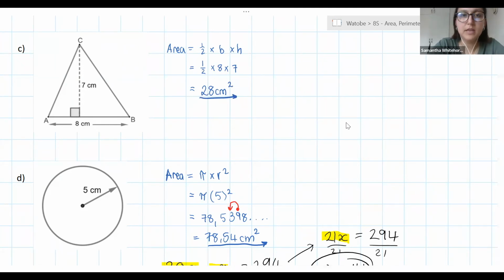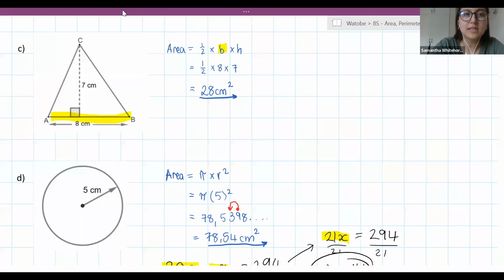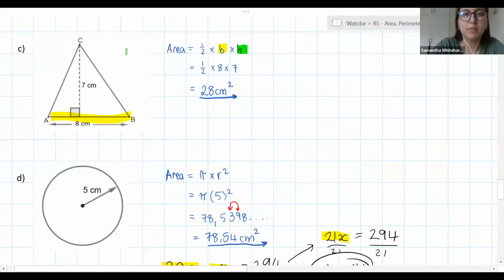Guys, just remember, in terms of identifying your sides, your base is sort of the bottom length, and your height is then the height from the top point of your triangle down to the base at a right angle to the base. So take your screenshots if you need.